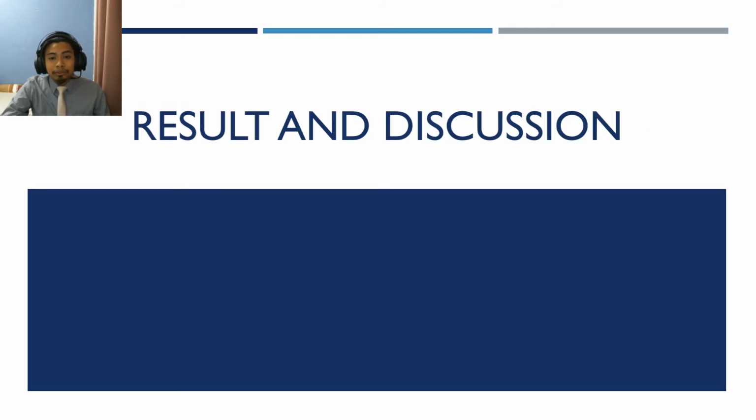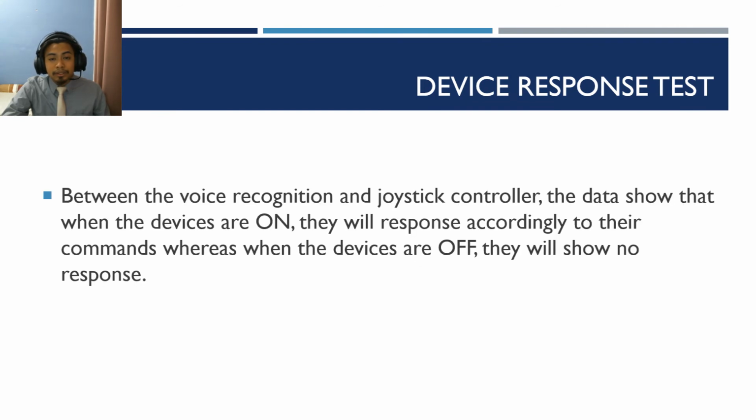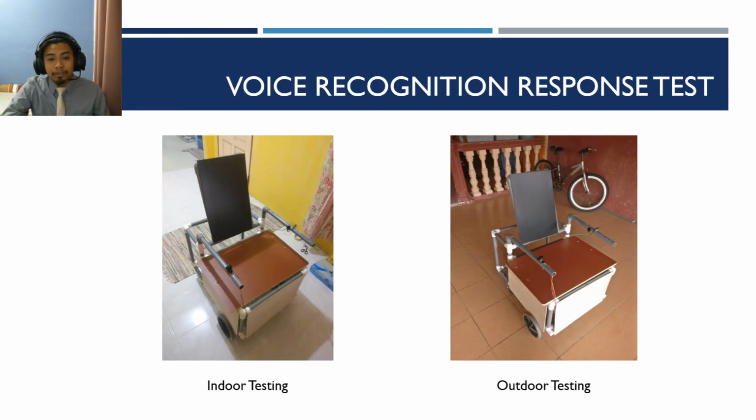Next, I'm going to talk about the result and discussion of this project. The device response test is for taking on the objective of this project. This is the testing condition, which is on and off. Between the voice recognition and joystick controller, the data shows that when the devices are on, they will respond accordingly to their commands, whereas when the devices are off, they will show no response.